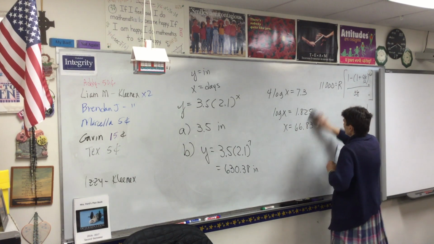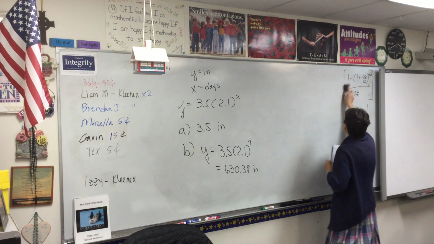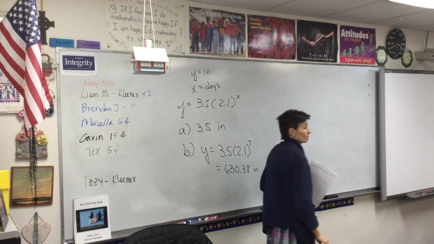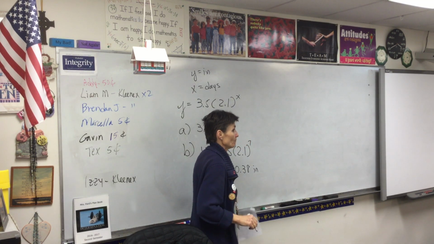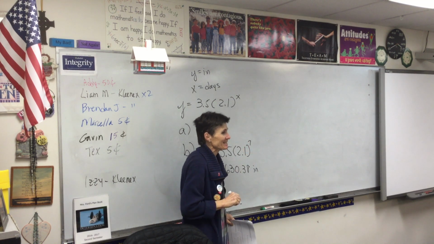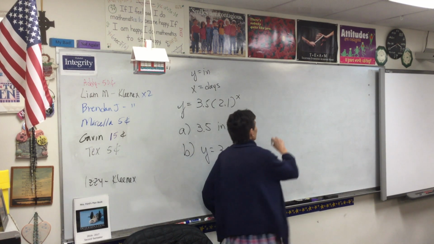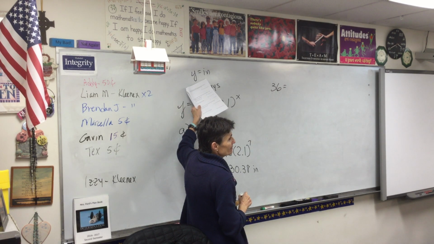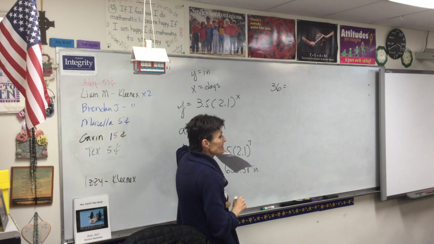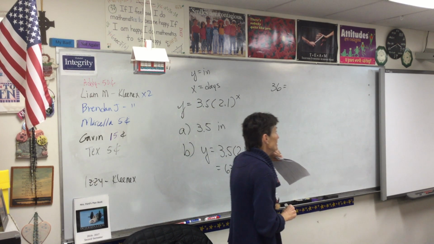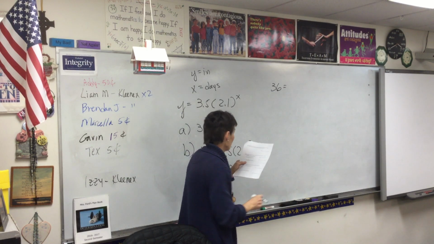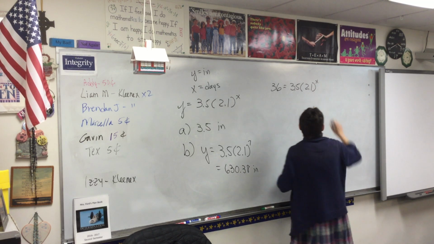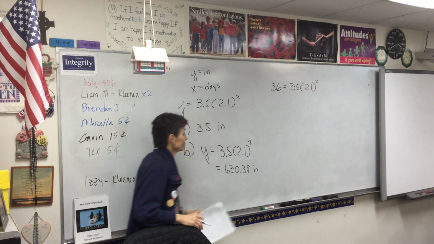When will the plant be 3 feet long? Whoa, Miss Ford got tricky. I got it. I don't put 3 in for Y. I put 36 in for Y. Why do I have to put 36 in for Y? Because Y is in inches. It doesn't say when is it 3 inches long. It says when is it 3 feet long. So I got to put 36 in there. Oh my gosh, Mrs. Ford, that is incredibly tricky. Yes, it is.